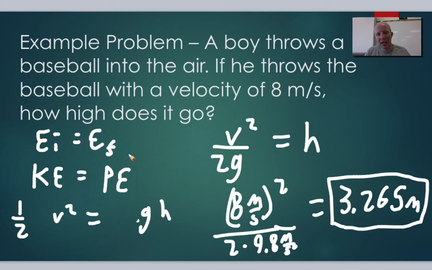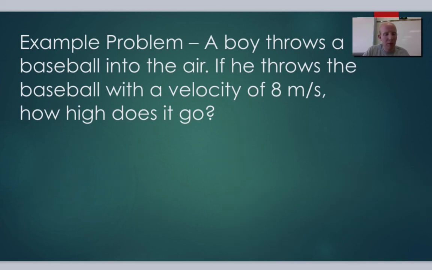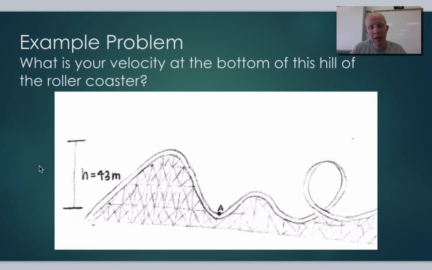If we know what the energy in the system looks like, we can quickly find other values like the height the object reaches, how fast it's moving, stuff like that. And we'll be able to do this in a lot of other scenarios later on as well. Okay? Let's have you do one more problem just for practice. So, think about this scenario. What is your velocity at the bottom of this hill of this roller coaster?